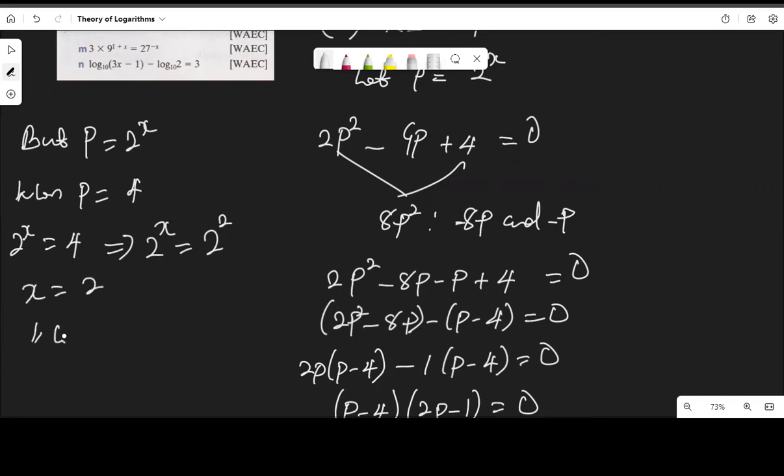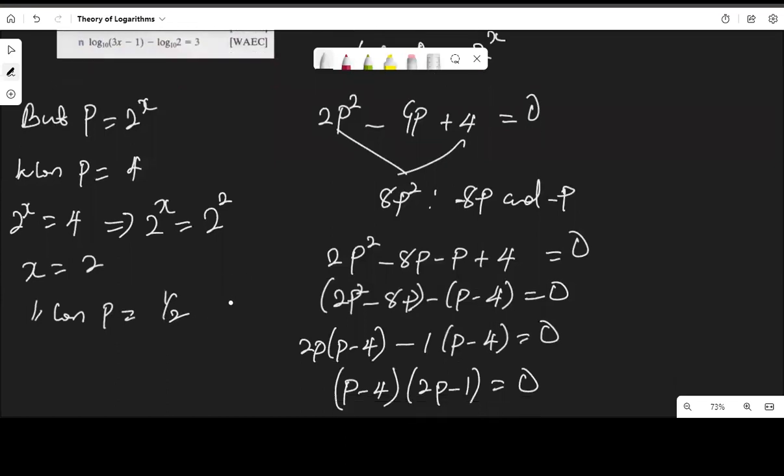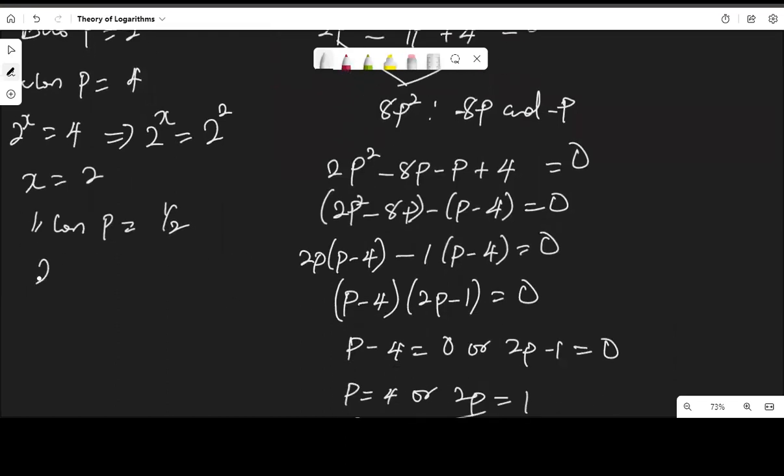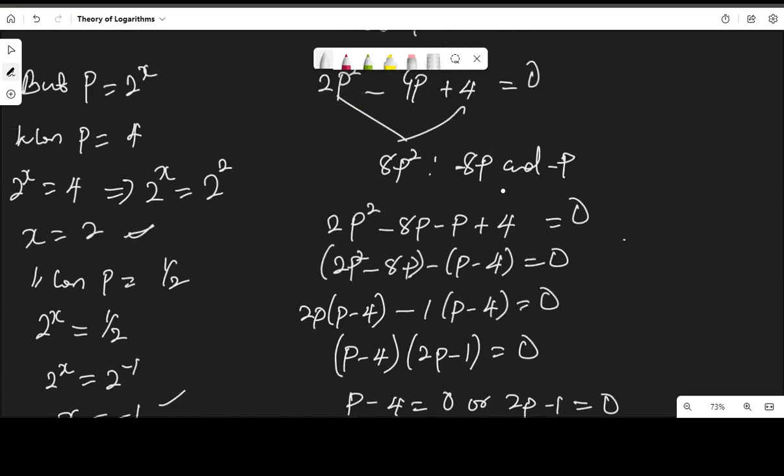Again, when p is equal to half, that means 2 to the power of x is equal to 1 over 2. 2 to the power of x is 2 to the power of negative 1. X is equal to negative 1. So the values that satisfy this equation are x equal to 2 and x equal to negative 1.